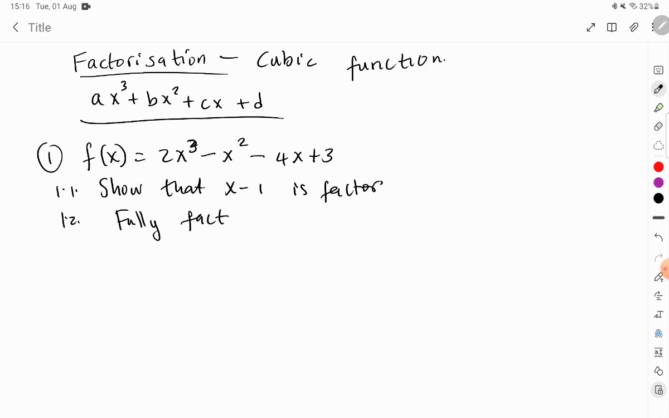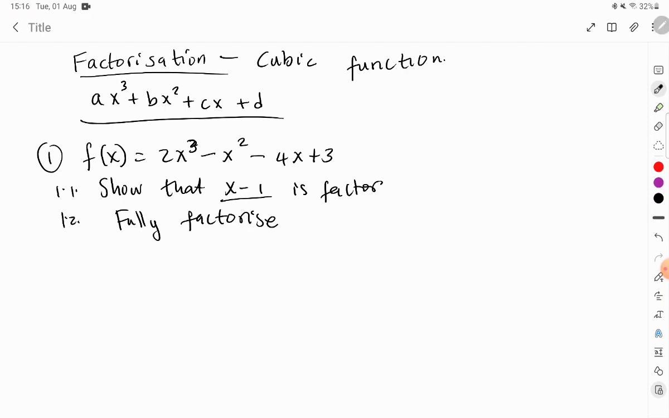Then we want you to fully factorize. So you've been given a factor already. Somehow you have been given a factor in this question, so it becomes easier for us to factorize. Now let's start by showing that this is a factor, right?